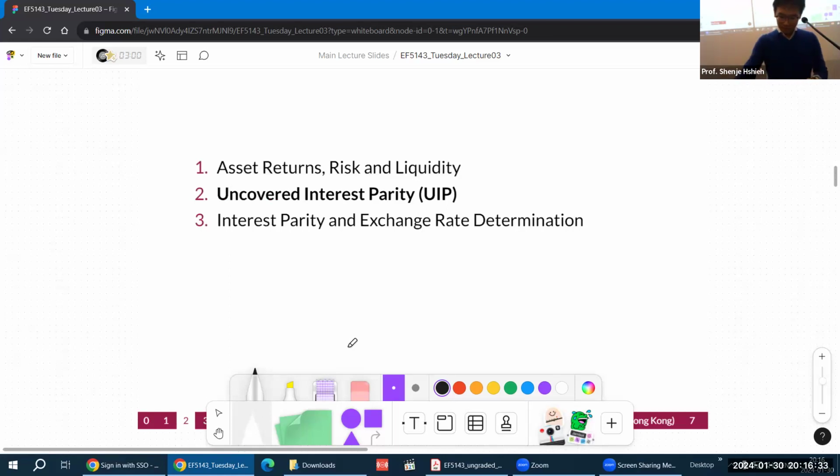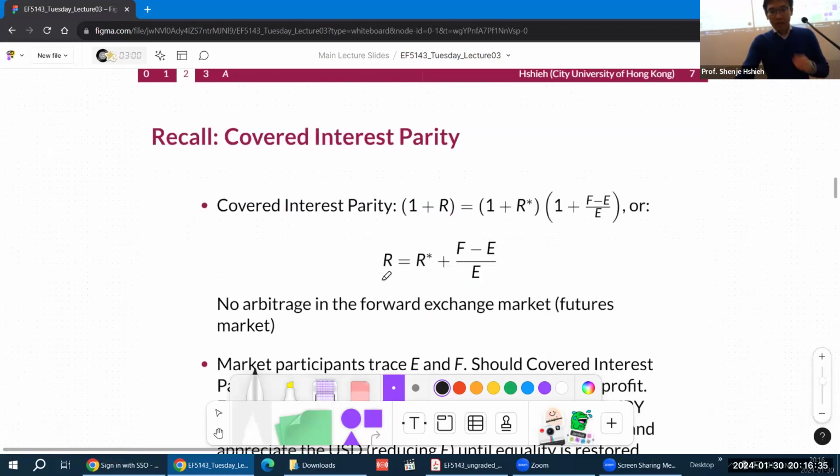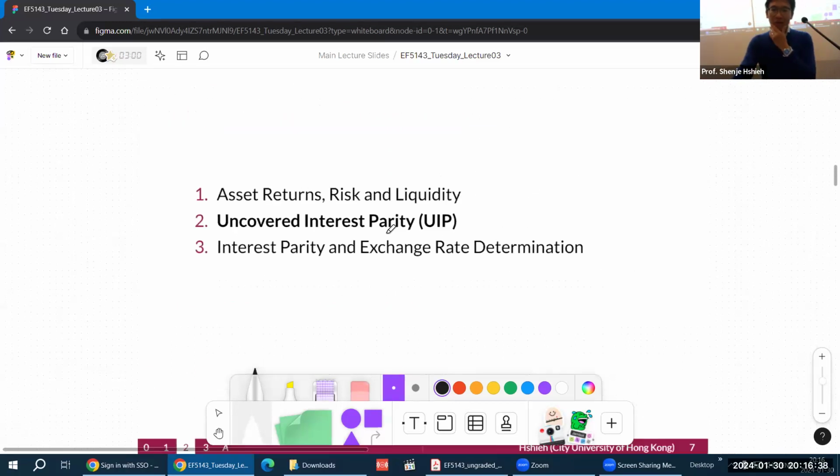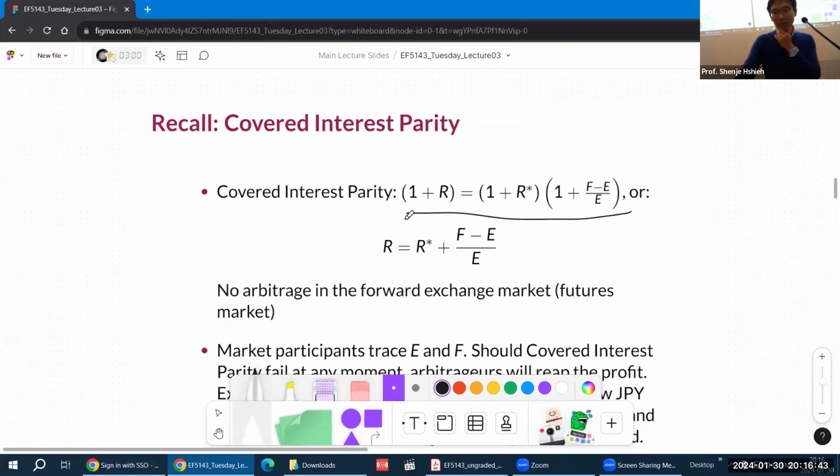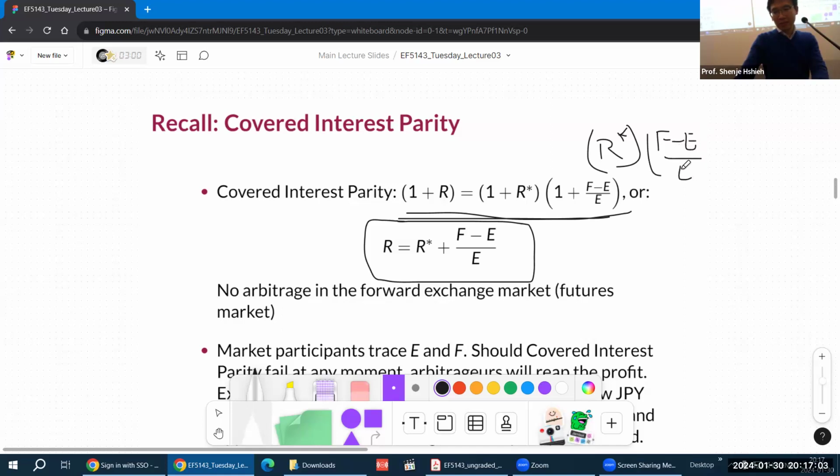All right. So now I'm going to talk about the uncovered interest rate parity in detail. We have this starting point, 1 plus R, 1 plus R star, 1 plus (F minus E) over E. And we know this approximated expression, right? You just multiply everything out and realize that R star times (F minus E) over E is approximately 0, in which case you can just work with this expression.